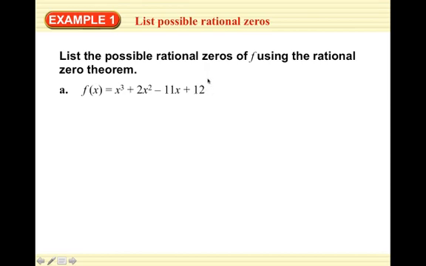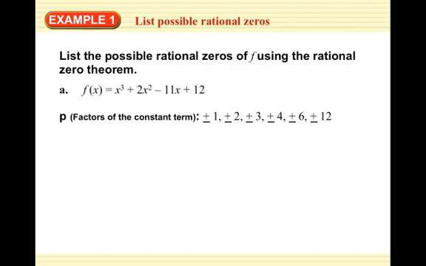So let's just talk for a second. Our constant is 12. So that's going to be where we get our p's. Our leading coefficient is 1. So that's going to be where we get our q's. Notice that this is in standard form where we go in decreasing degree of x. It's very important so that you're looking at the correct coefficient for your q values.